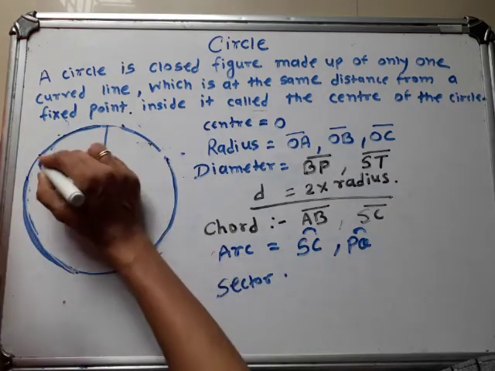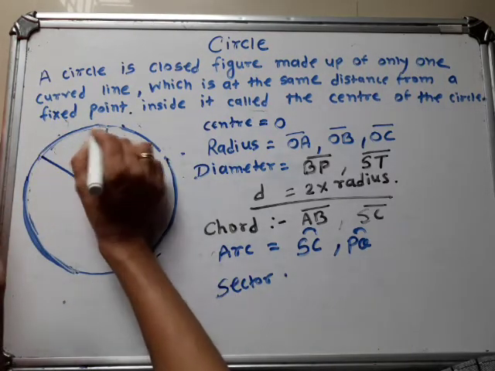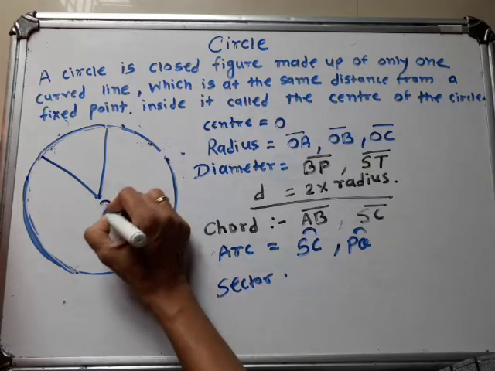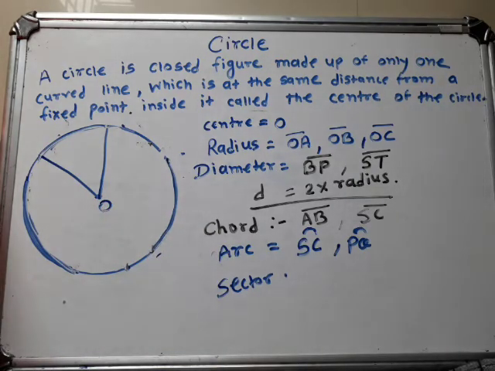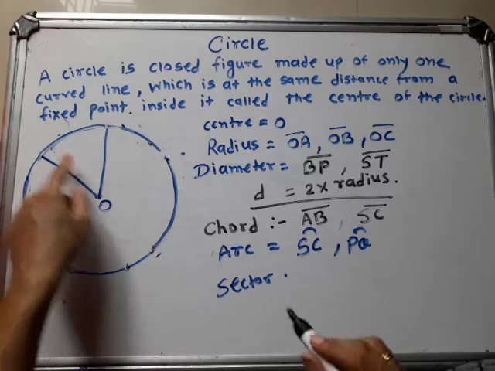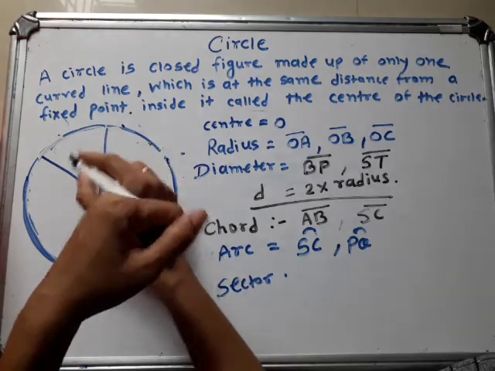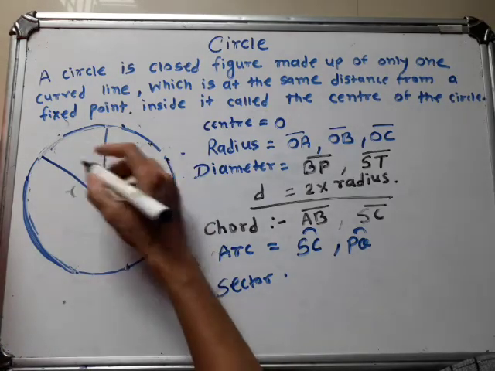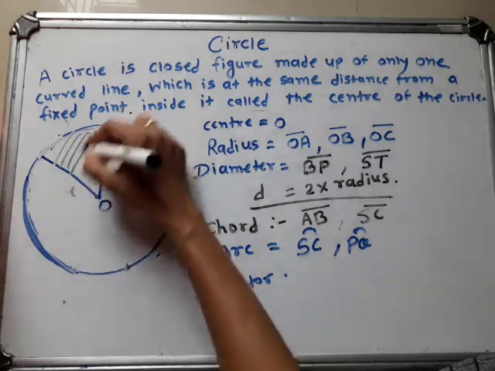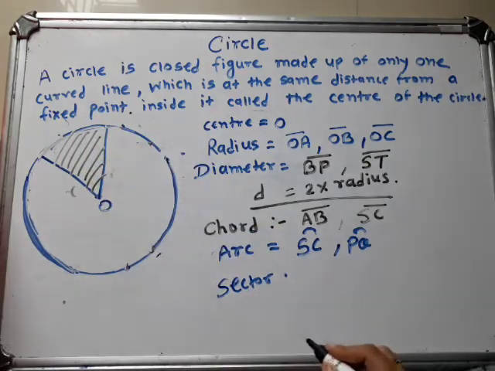Okay, so the area enclosed by one side arc and a pair of two radii. This is a radius and this is also a radius. So this part is called a sector. Okay, so this is a sector.